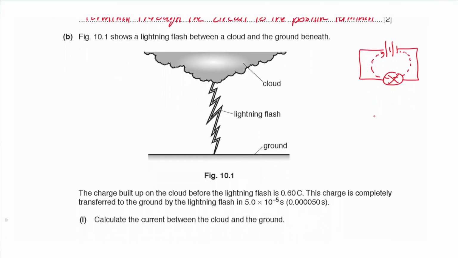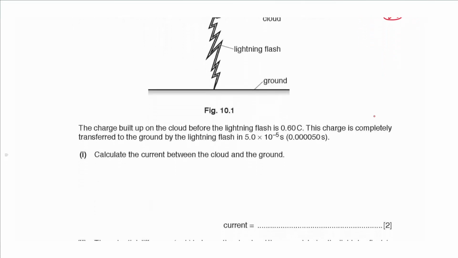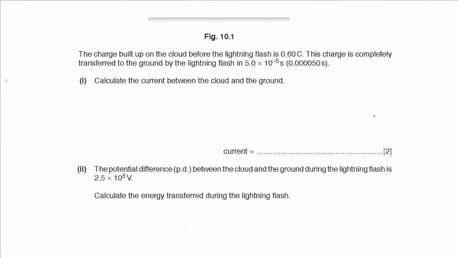Now part B says figure 10.1 shows a lightning flash between a cloud and the ground beneath. The charge built up on the cloud before the lightning flash is 0.60 coulombs. This charge is completely transferred to the ground by the lightning flash in 5.0 times 10 to the power negative 5 seconds. Calculate the current between the cloud and the ground. Current is equal to the charge divided by the time. We have 0.60 divided by 5.0 times 10 to the power of negative 5. This gives an answer of 1.2 times 10 to the power of 4 amperes, which is a huge current. That's why lightning causes a lot of damage.